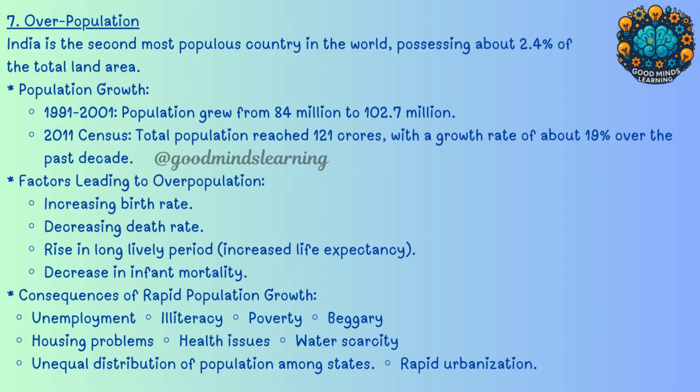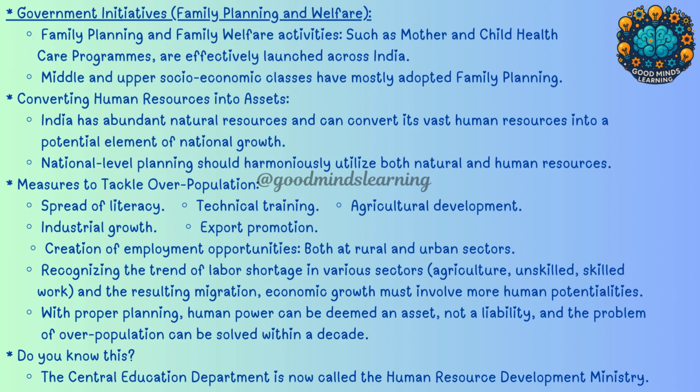Factors leading to overpopulation: increasing birth rate, decreasing death rate, rise in long life period, increased life expectancy, decrease in infant mortality. Consequences of rapid population growth: unemployment, illiteracy, poverty, beggary, housing problems, health issues, water scarcity, unequal distribution of population among states, rapid urbanization. Government initiatives: family planning and welfare.